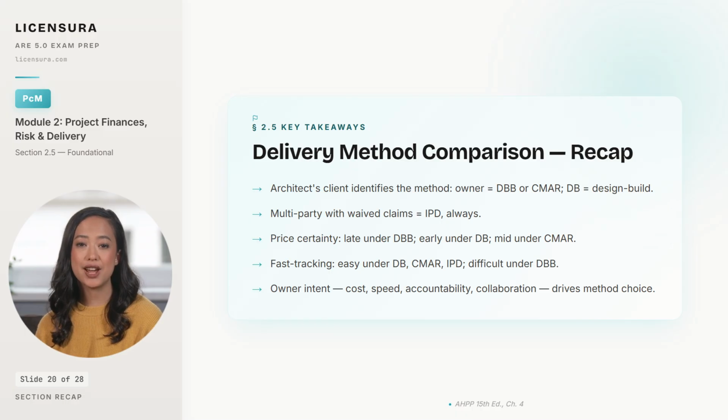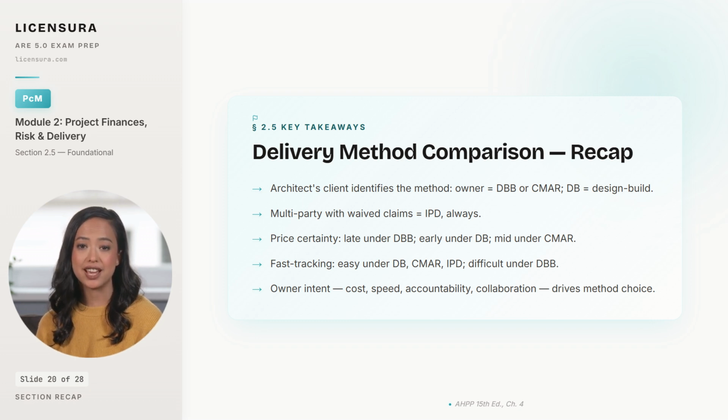Third, the timing of price certainty maps cleanly. Late under DBB once bids come in, early under DB before drawings are complete, and mid under CMAR when the GMP locks in near the end of design development. Fourth, fast tracking, overlapping construction with design, is easy under DB, CMAR, and IPD, and structurally difficult under DBB because the bid creates a sequential bright line.